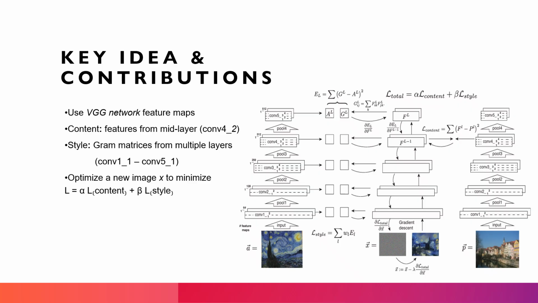are taken from a mid layer like 4-2 because mid level features preserve layout and structure, and style features are captured using a Gram matrix from layers like 1-1, 2-1, 3-1, 4-1, and 5-1. This captures multi-scale texture and color patterns. Then they optimize a new image by minimizing a combined loss, with values of alpha and beta balancing how much the output resembles the content versus the style.